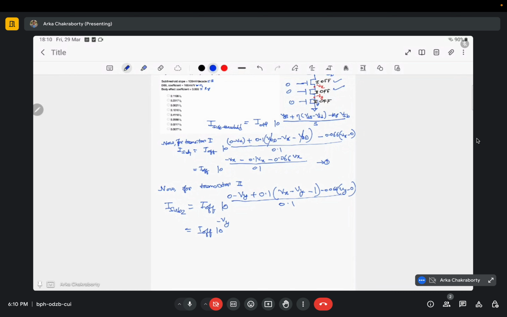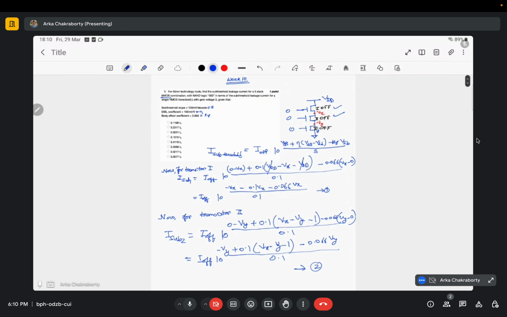So the subthreshold leakage current of the second transistor would be I0 into 10 to the power minus Vy plus 0.1 Vx minus Vy minus 1 minus 0.066 into Vy, whole divided by 0.1. Let me call it equation number 2.